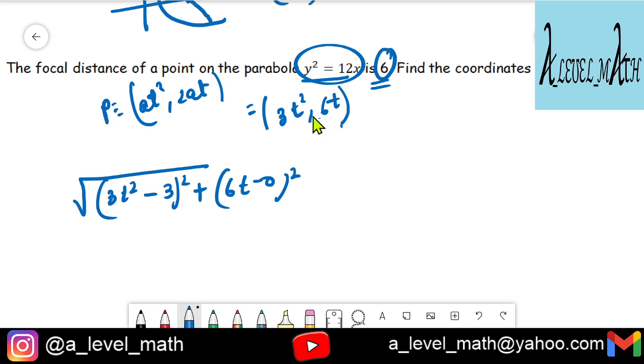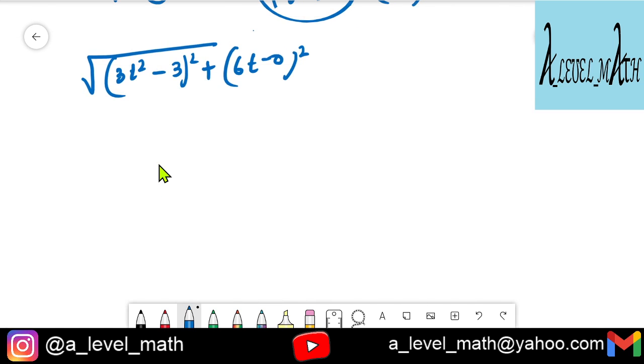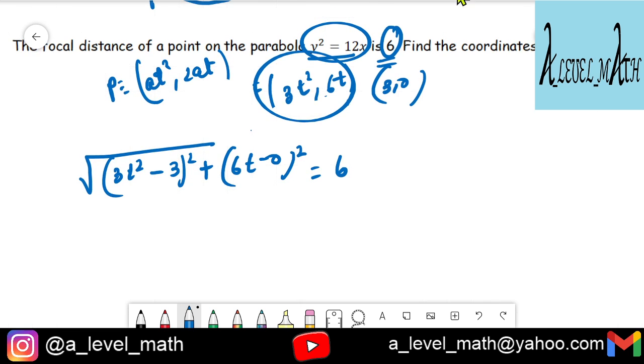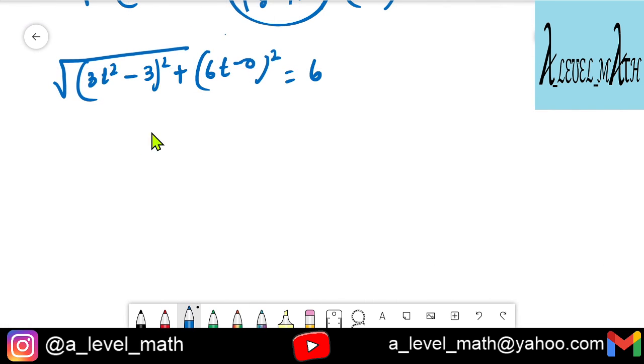So what I have done, I am trying to figure out the distance between this point and the focus, which is (3, 0). So the distance between these 2 points is root of (x2 minus x1) the whole squared plus (y2 minus y1) the whole squared. This is given to us to be 6 units because this is the focal distance. So on squaring both sides, I get (3t square minus 3) the whole squared plus (6t) the whole squared is equal to 36.